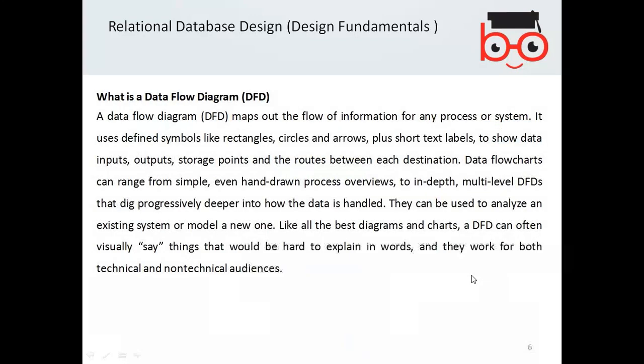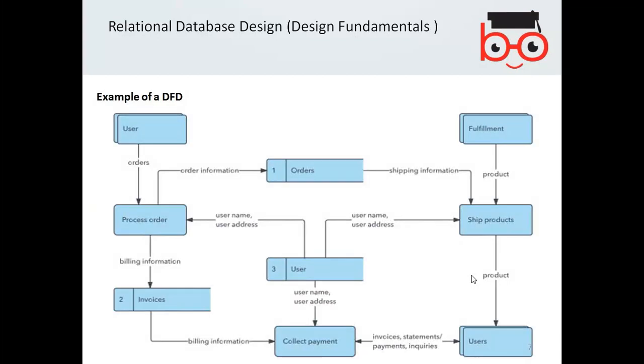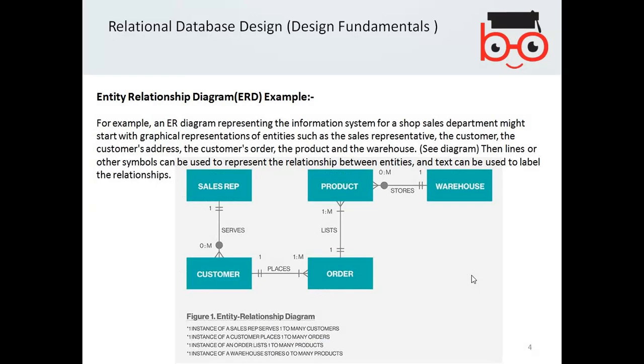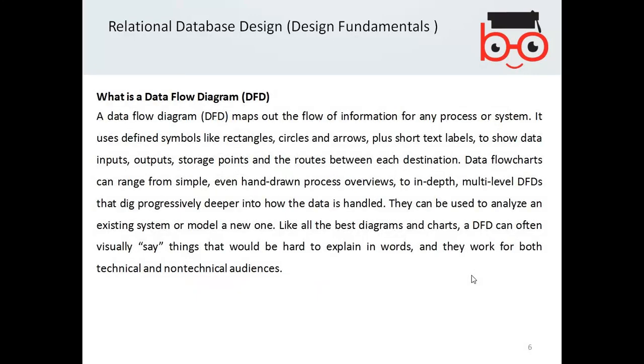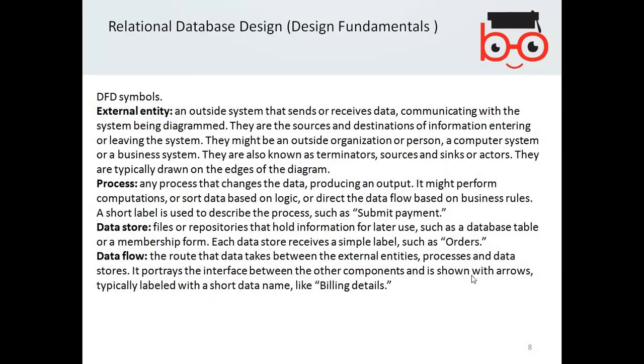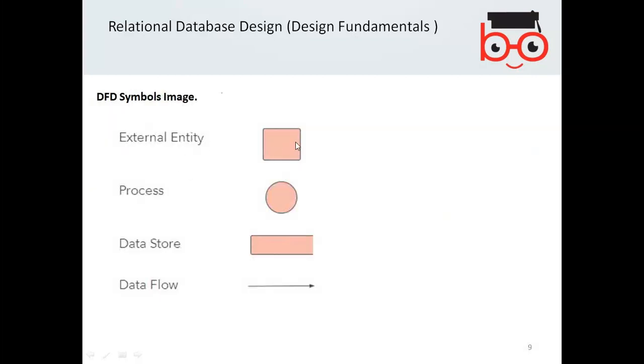So a data flow diagram is necessary to define in advance in order to provide clarity of the database design. Otherwise, without the data flow diagram and entity relationship diagrams, you cannot design a database. Certain data flow diagram symbols are external entity, process, data store, data flow. The entity could be represented with a square, process is a circle, data store is represented with an open-ended rectangle, and data flow is represented through an arrow.